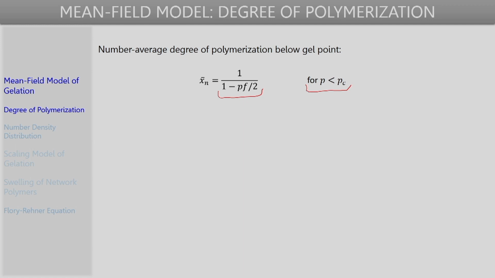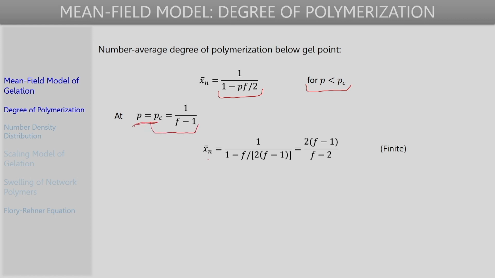So, if we consider the point where the gelation transition is just taking place, or the gel point where P equals Pc, we know from this mean field model that Pc is equal to 1 over (f minus 1). So, at P equal to Pc, xn bar can be obtained by replacing P by 1 over (f minus 1), and if we do that, we get the final expression for xn bar. So, at that critical point, where the gelation transition is taking place, we see that xn bar, the number average degree of polymerization, is finite. It does not diverge or become infinite.